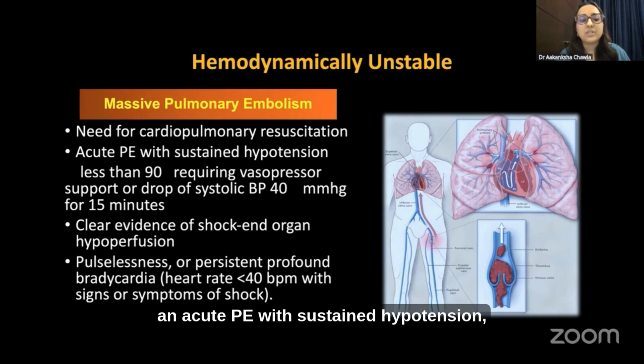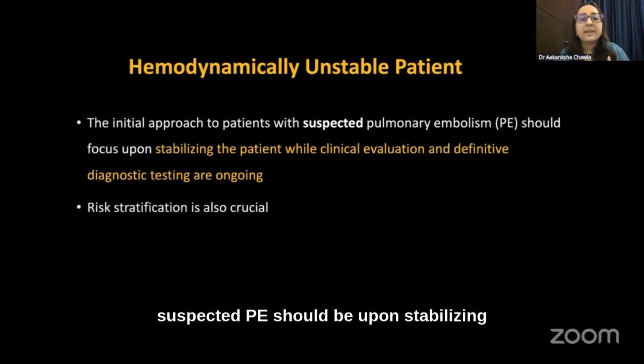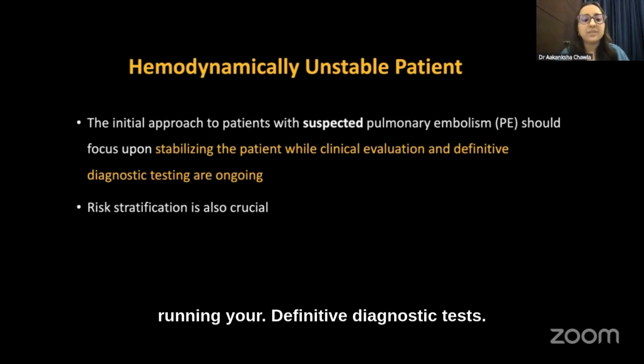cardiopulmonary resuscitation, an acute PE with sustained hypotension, less than 90, requiring vasopressor support, or a drop of systolic BP of 40 for 15 minutes, clear evidence of shock and organ hypoperfusion, pulselessness or persistent profound bradycardia with signs and symptoms of shock. Now, the initial approach in a suspected PE should always be stabilizing while you are doing your clinical evaluation and running your definitive diagnostic tests.